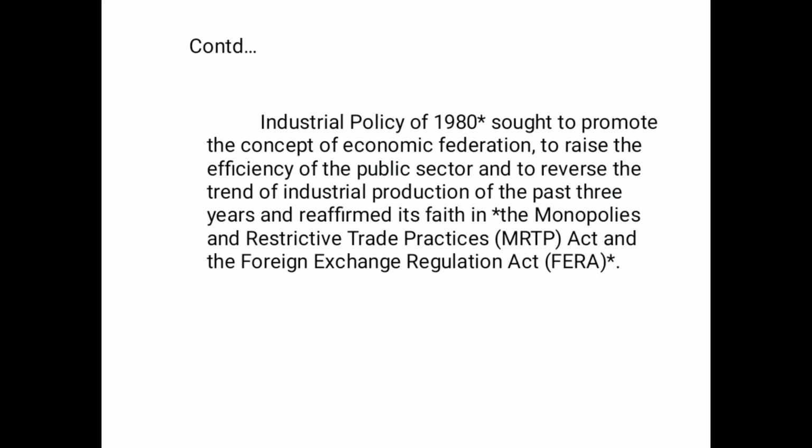Industrial policy of 1980 sought to promote the concept of economic federation, to raise the efficiency of the public sector, and to reverse the trend of industrial production of the past 3 years, and reaffirmed its faith in the Monopolies and Restrictive Trade Practices Act and the Foreign Exchange Regulation Act (FERA).